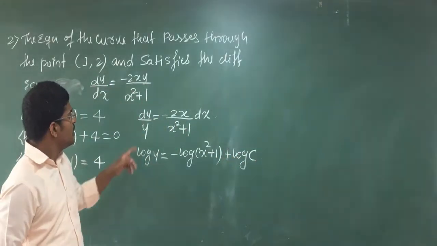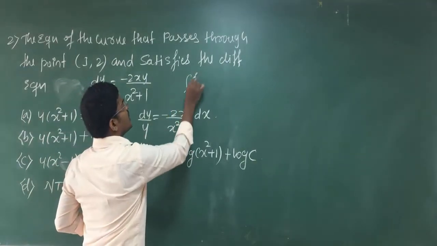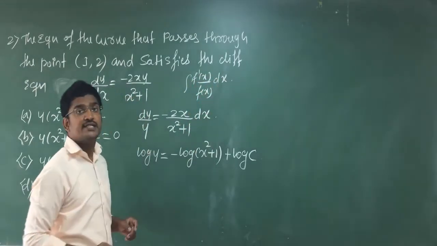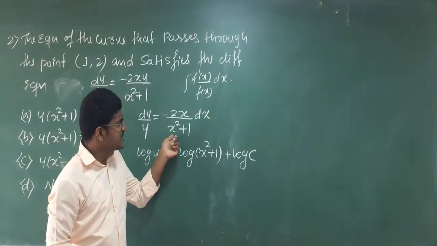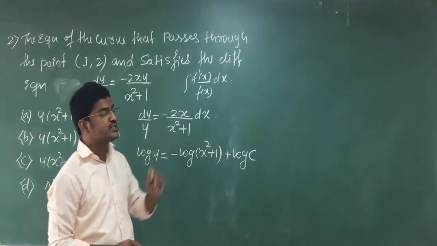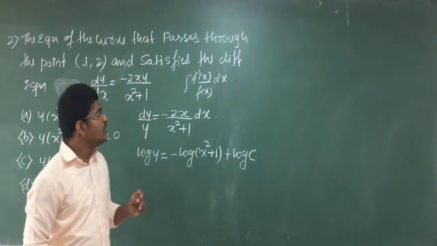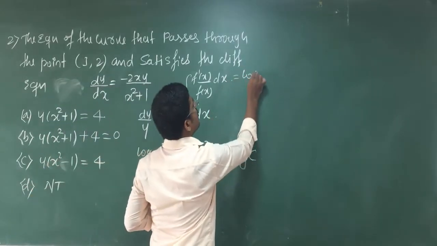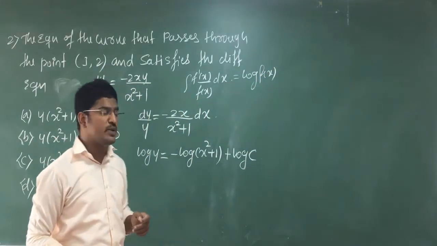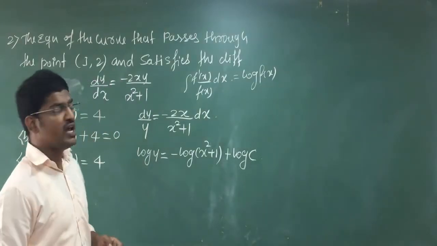Because integrating on both sides, see this function is in the form of integration of f dash of x divided by f of x with respect to dx, because by differentiating x square plus 1 you get 2x. So that's why it is in the form of f dash of x divided by f of x. So it will be log of x square plus 1, because the formula for this is log of f of x. So I will write it as log of x square plus 1, with the minus sign as it is, plus log c.